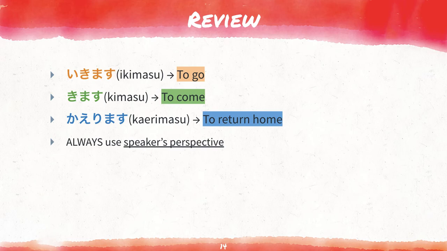The key point to remember for today's class is to always use the speaker's perspective. In English, sometimes it gets iffy with the perspectives, but in Japanese, depending on the perspective, the word could vary. It could depend on how to use certain words depending on who you're talking to.